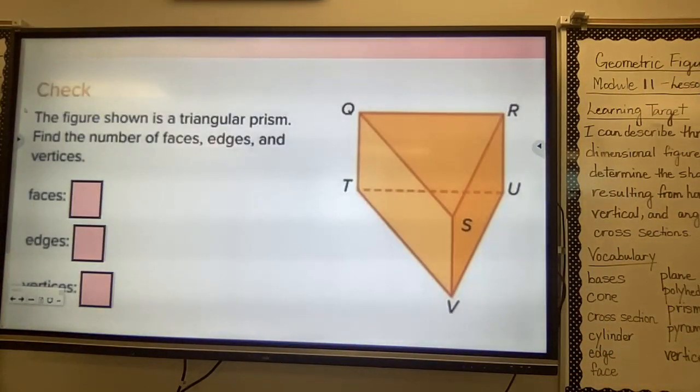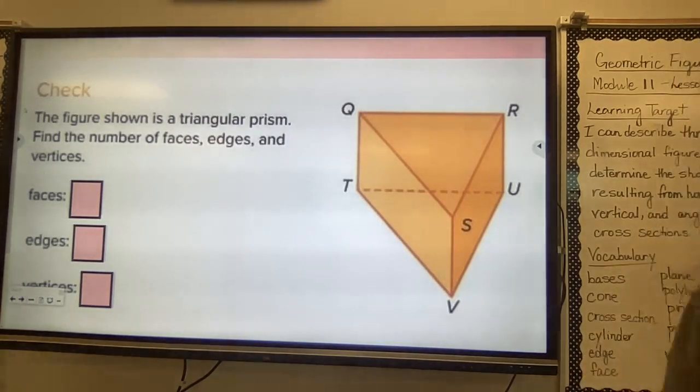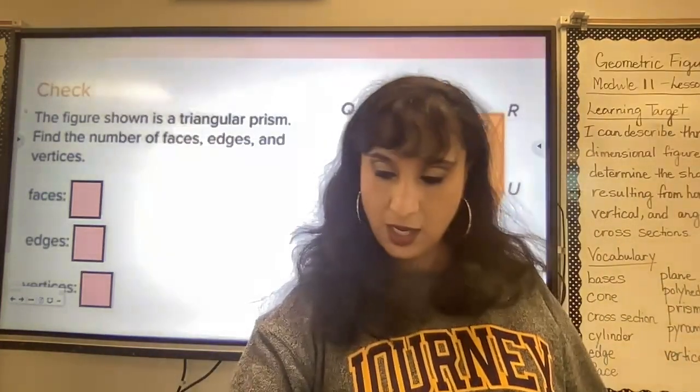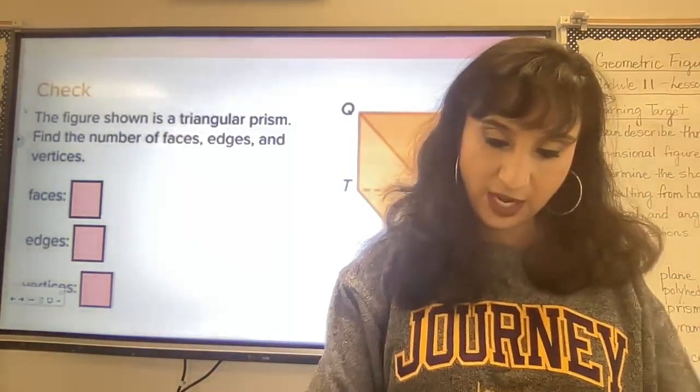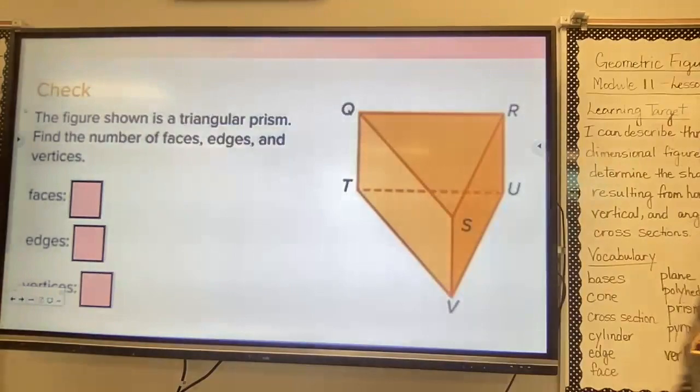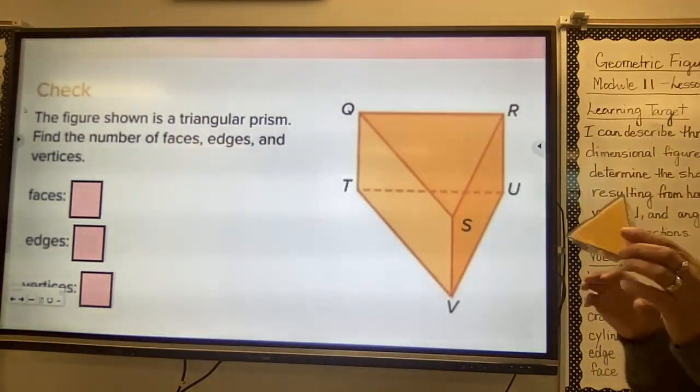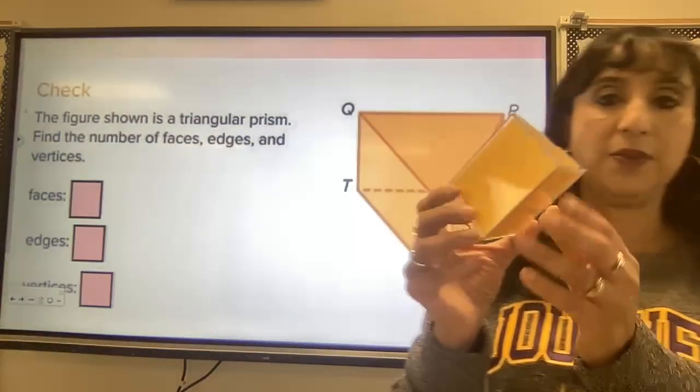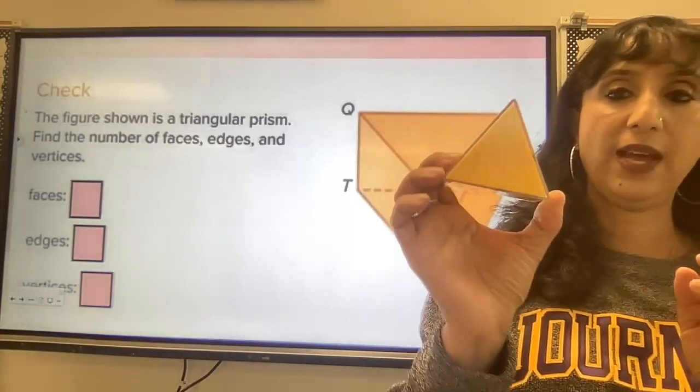Let's look at this one. So this is a triangular prism. Okay. So this one is a triangular prism. I'm trying to find, okay, here we go. This is a triangular prism. So look at that.